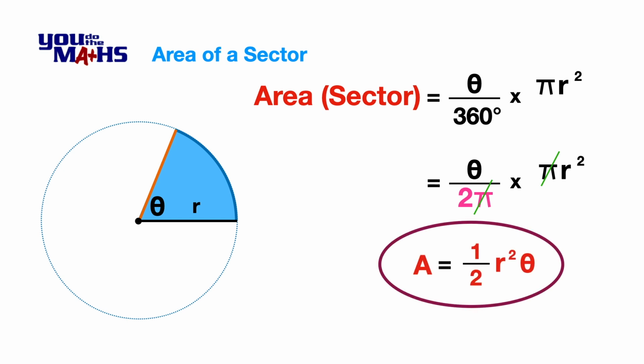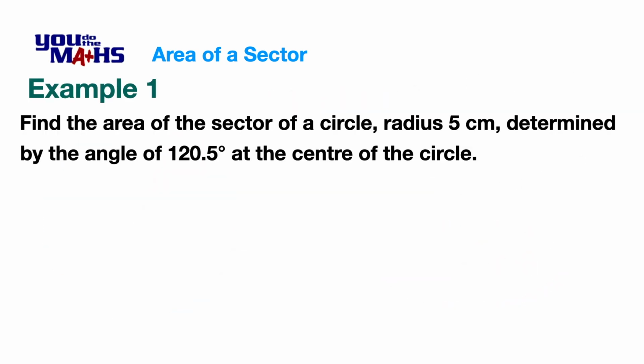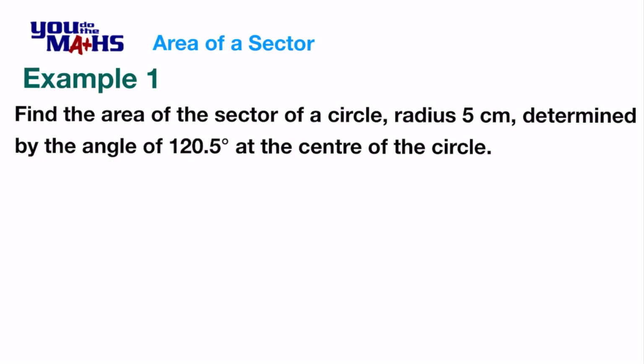Let's look at an example now applying the area of a sector formula. So in this case we want to find the area of a sector where the radius is 5 centimeters and we've got an angle of 120.5 degrees at the center of the circle. Now we've got a choice here. We could use the formula that we had right at the start where we've got an angle as a fraction of 360 degrees, and that would be perfectly okay.